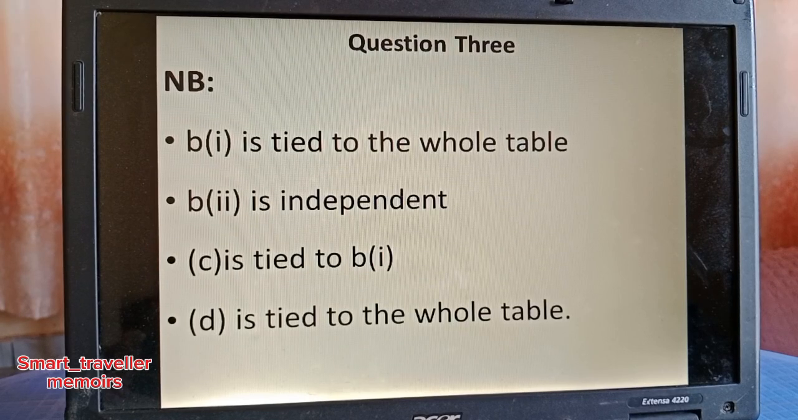Note, B1 is tied to the whole table. B2 is independent. C is tied to B1 and D is tied to the whole table. So when something is tied, if you miss what it is tied to, you don't get the answer.